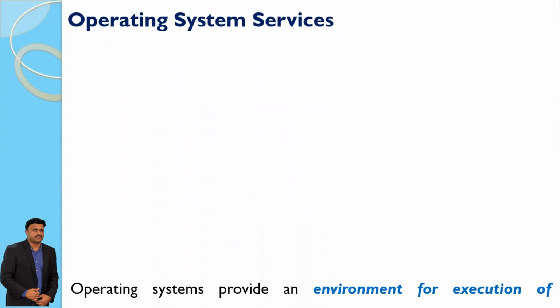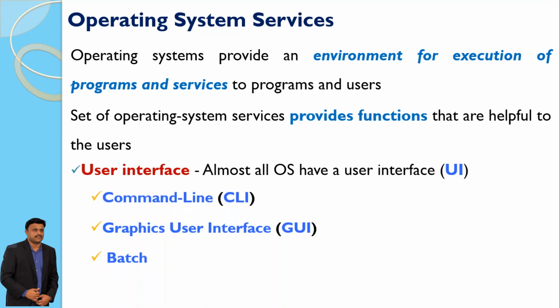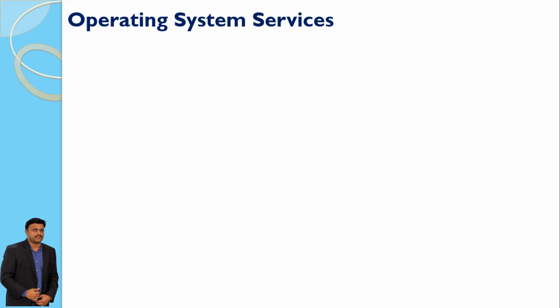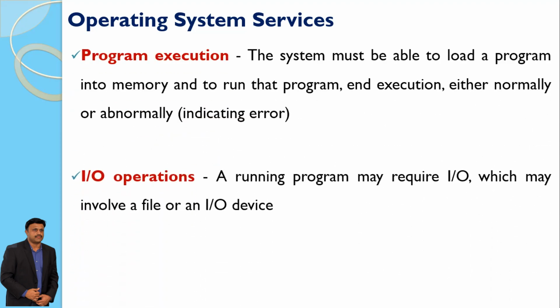Operating systems provide an environment for executing programs and services. They offer functions that are essential for user interaction, such as command line interfaces, graphical user interfaces, and batch processing. The system must be capable of loading programs into memory, executing them, and handling their termination. Additionally, running programs may require input and output operations involving files or devices.